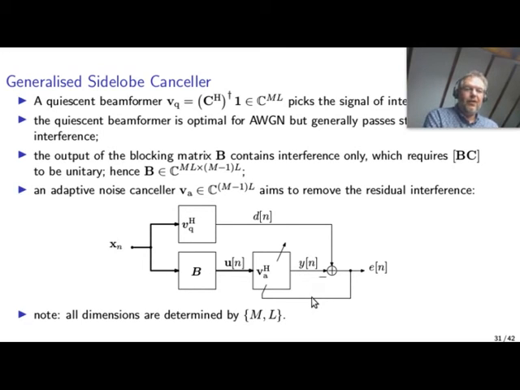And the rest is now a classical noise cancellation problem. So we have an adaptive processor VA here, which basically reshapes the noise and interference such that we can cancel this from the output of our quiescent beamformer, such that E of n now only contains the signal of interest ideally. So this is the standard broadband beamformer in this case, which is now based on the dimension M, the number of sensors, and the dimension L for our tap delay line length.